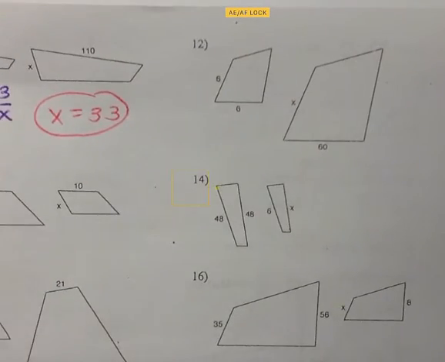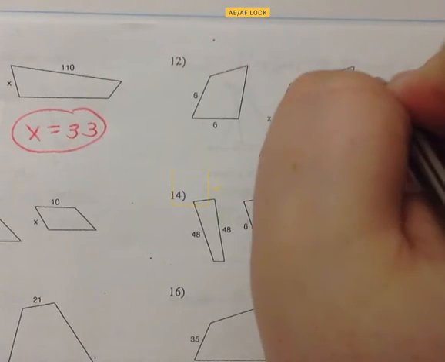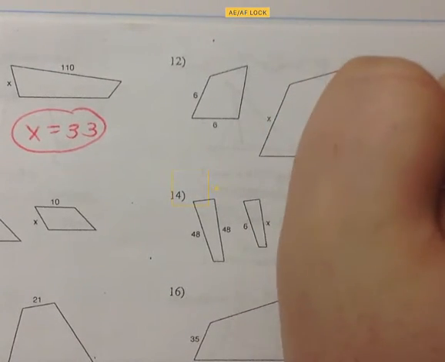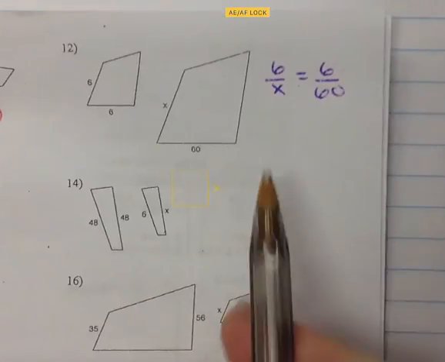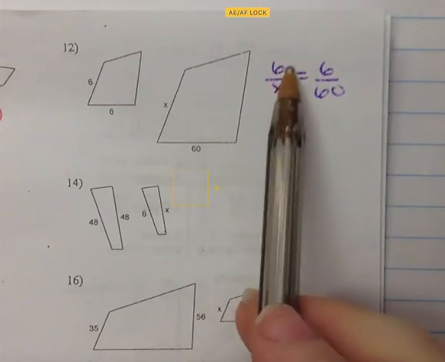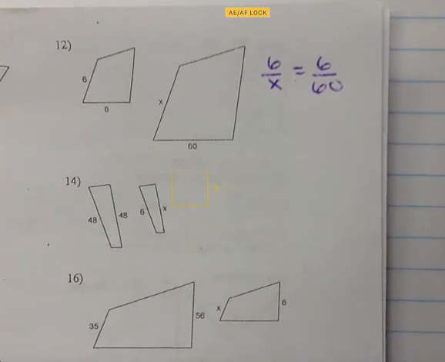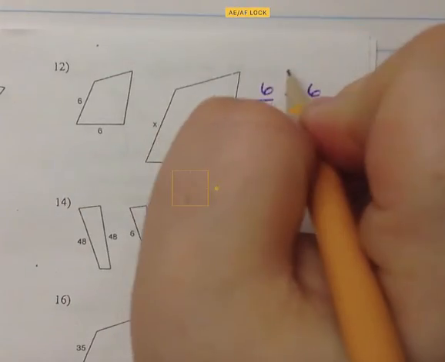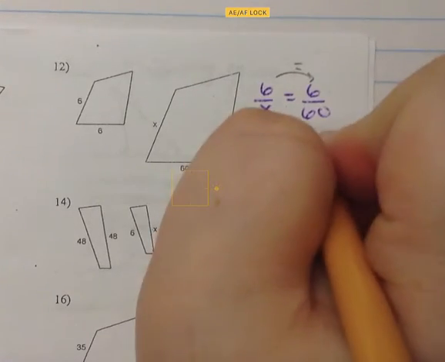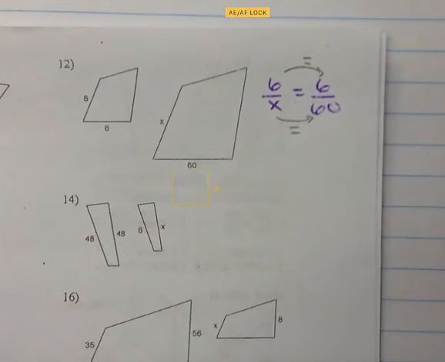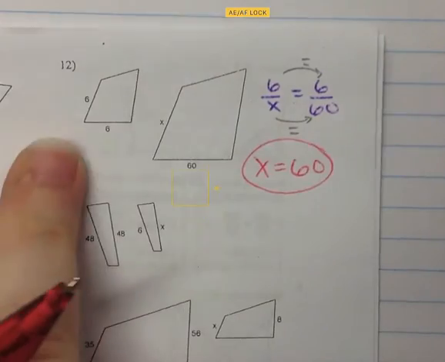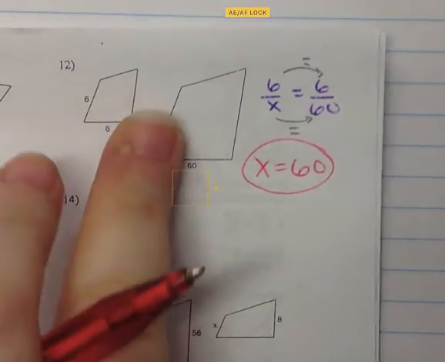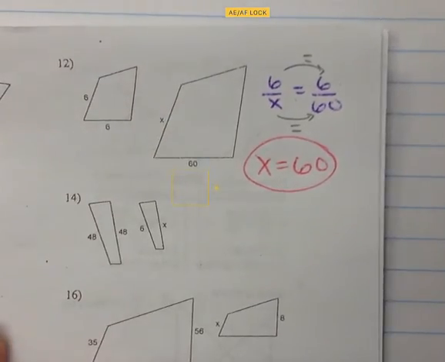Okay. On number 12, we'll have 6 over x is equal to 6 over 60. And again, before I try and simplify, I noticed that 6 and 6 have to be the same. So to scale from that, they have to be equal. So they also have to be equal. So x has to be equal to 60. Because you can see that these two side lengths are the exact same. That means that these two side lengths have to be the exact same.